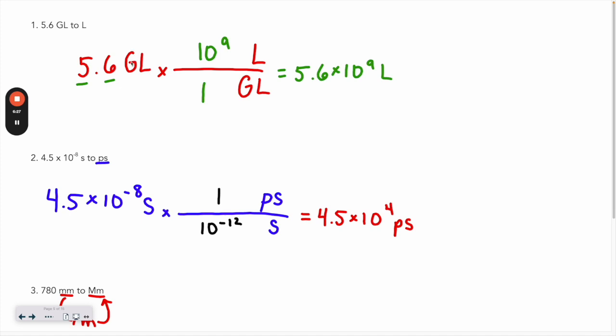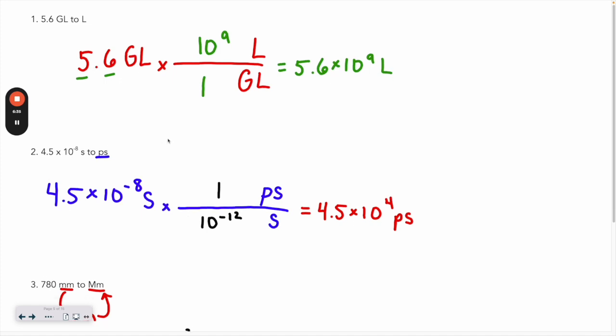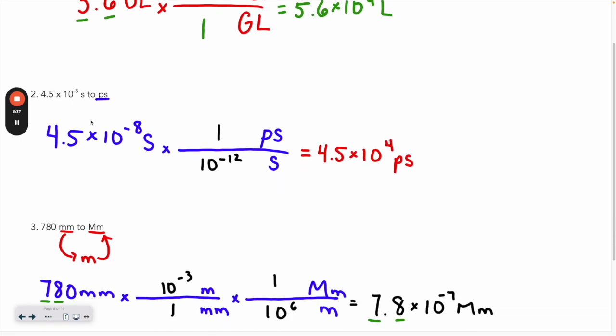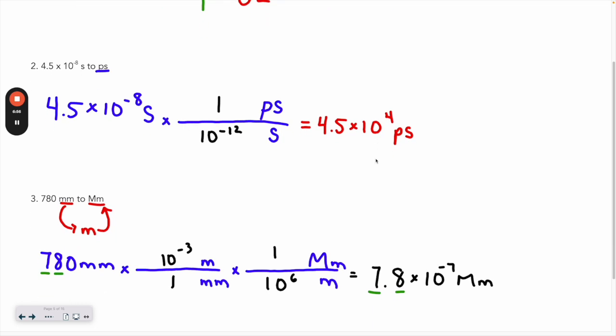Just looking answer-wise for the problems we've done so far, giga is a really big prefix, right? So it would make sense that if you're going from gigaliters to liters, that your answer is going to be really big. There are a lot of liters in 5.6 gigaliters. In contrast, pico is the small unit here. So which value should be larger? Well, there are going to be way more picoseconds than there are in seconds. And that might not be super obvious, but this is 10 to the 4th picoseconds versus 10 to the negative 8th seconds. Okay, so since pico is such a small unit, there are going to be way more of it.